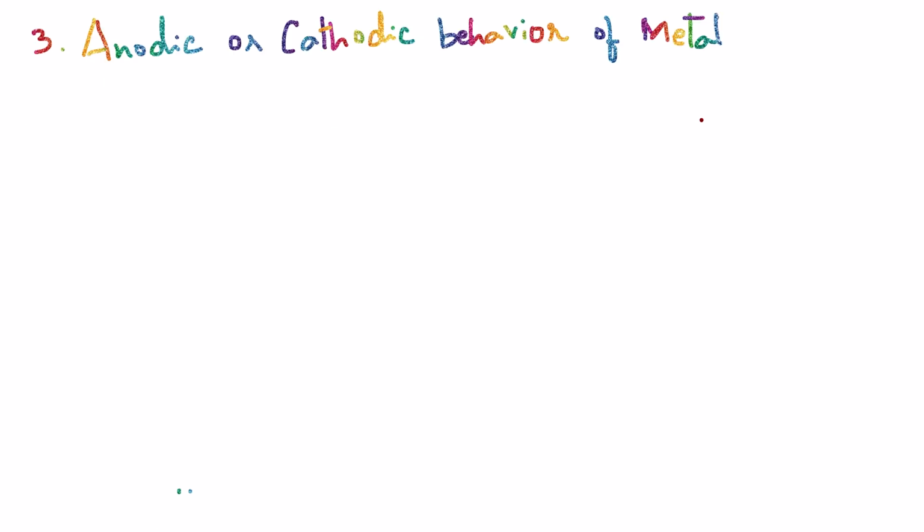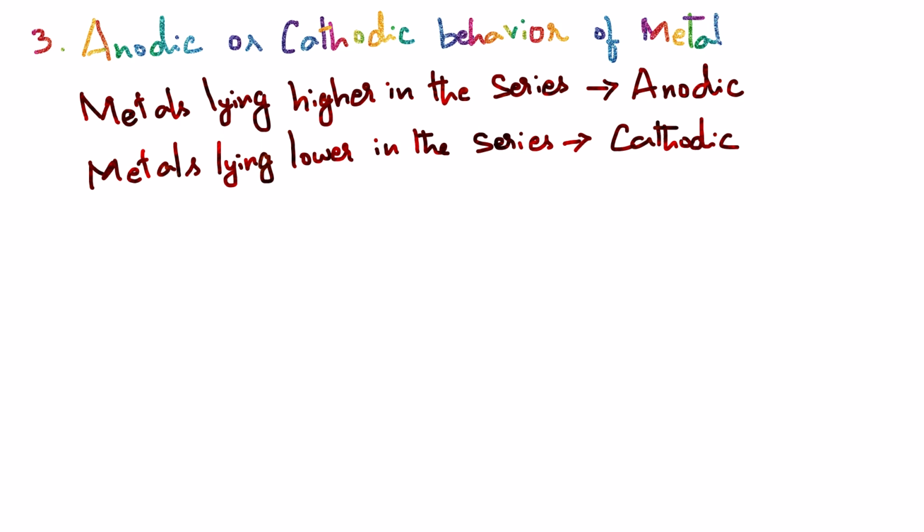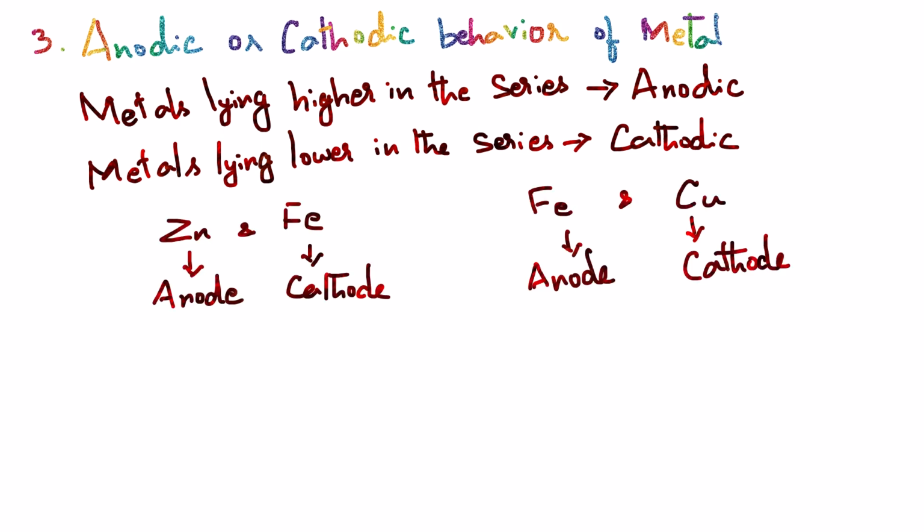Anodic or cathodic behavior of a metal. Metals lying higher in the series act as anode, and metals lying lower in the series act as cathode. For example, consider zinc and iron. Zinc will act as anode, iron will act as cathode. Iron and copper: iron will act as anode and copper will act as cathode.